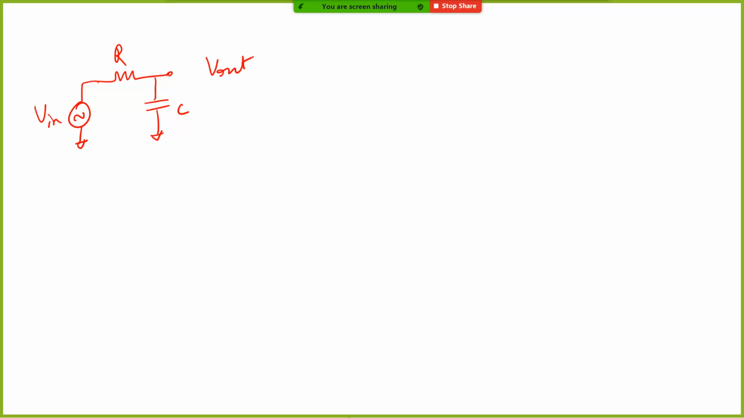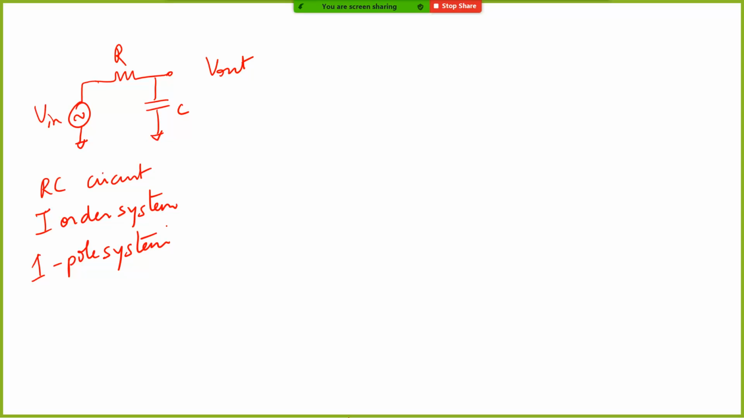So this is a simple first order system, right? It has one capacitor, so it is a first order RC circuit, basically. It's a single pole system. So is this a high pass filter or a low pass filter? Low pass filter. It is a low pass filter. Why is it a low pass filter?